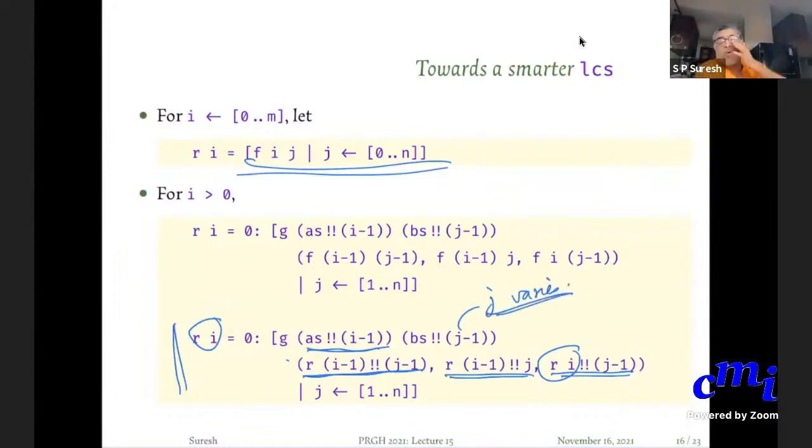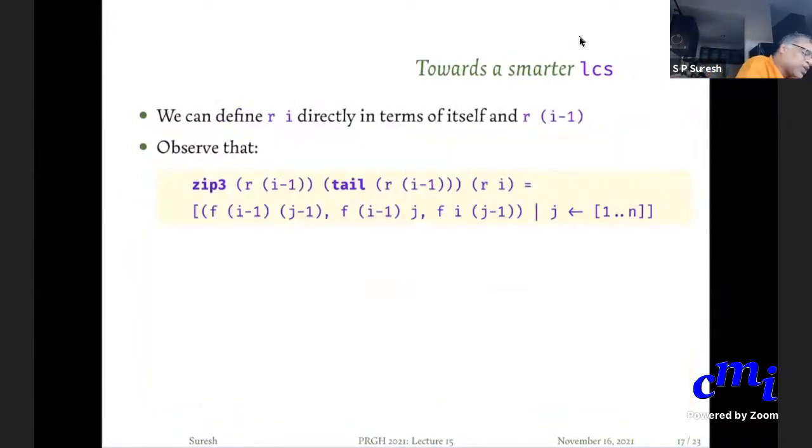Okay. So really you can, but you want to compute for all j. So you keep the ai fixed and then you go over all characters in B. Okay. So basically what you're doing is this. There is a function called zip3 in Haskell, which will take 3 lists and just make triples of the corresponding elements in the 3 lists.